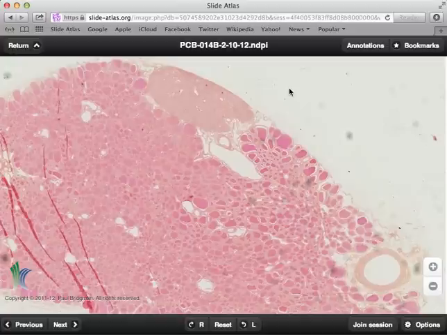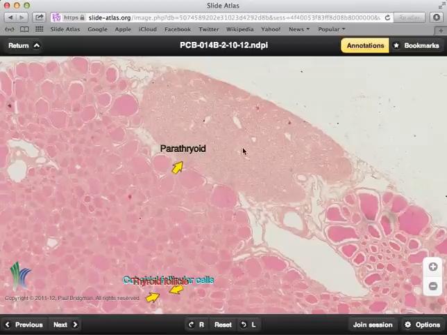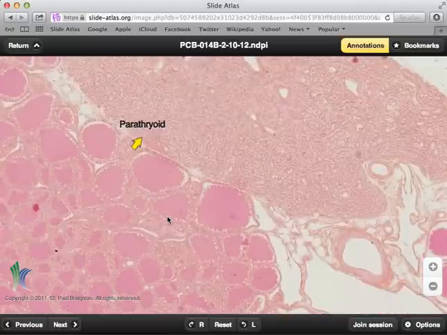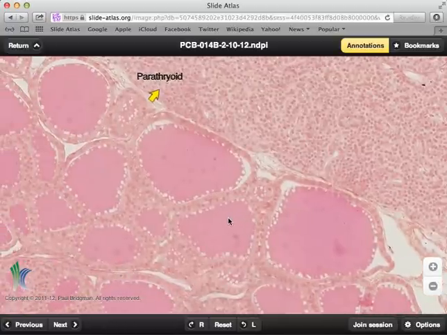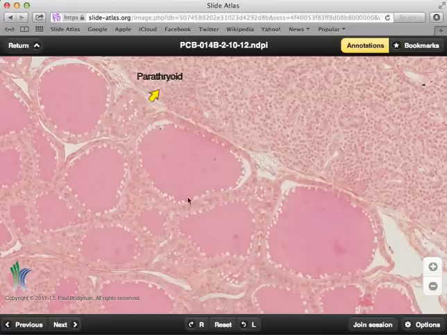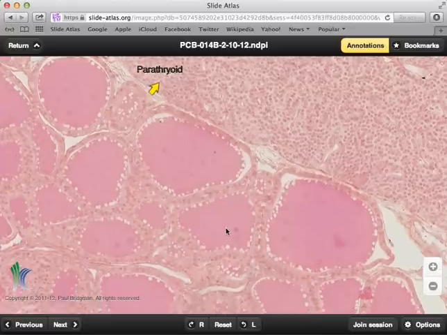The next slide is 14b, which is a paraffin section of a thyroid. It has a portion of the parathyroid as well. So here we can see the parathyroid, which looks quite different than the thyroid. You can see the individual follicle. One difference between a paraffin section and a plastic section is that the colloid is partially extracted, so you get these white areas or white circles within the colloid.